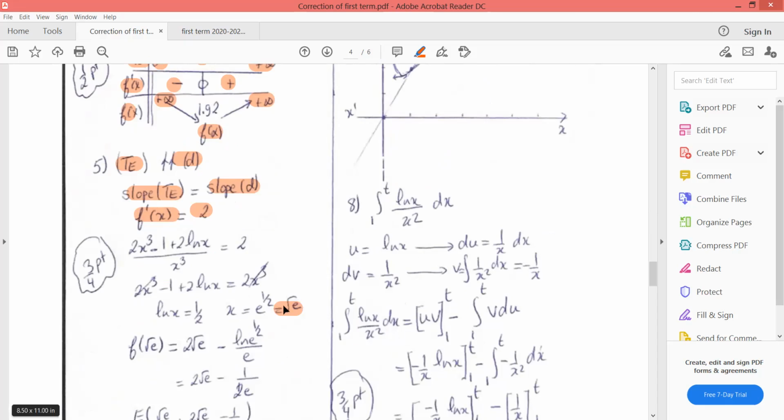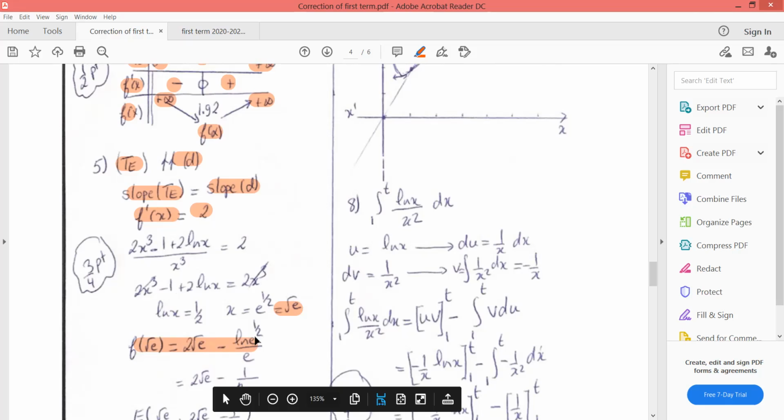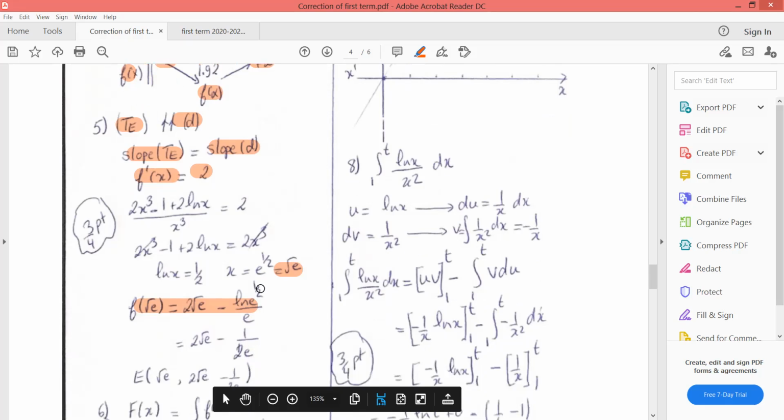This is the simplest. To find the ordinate, since the point E is on C, to find the value of y, we replace the value of x in the function f x. F of radical e, you can use the calculator. We replace x by radical e, to get radical e minus ln e to the half over e. Ln e to the half is half ln e. Ln e is 1. So we get this point.